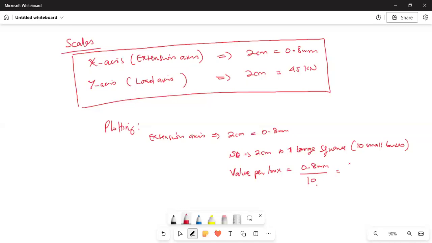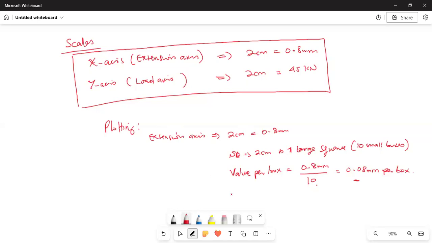8 divided by 10 will give me 0.8. 0.8 divided by 10 is 0.08 millimeters per box. And this is what you need for plotting. I'll show you why. Plotting with boxes is more important than plotting with the actual numbers.